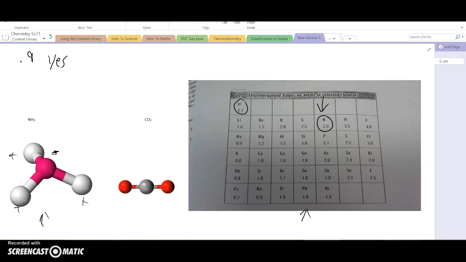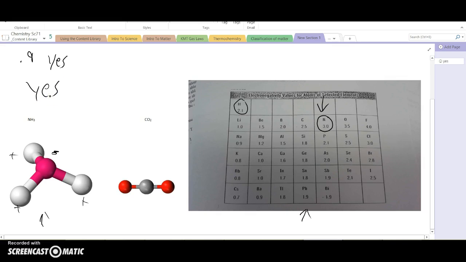Picture a pyramid, right? This is a trigonal pyramidal shape. So in this case, the top of the pyramid would be pink, and it would be negatively charged. The base of the pyramid would be white, and it would be positively charged. That meets the definition of a polar molecule: one side being slightly negative, one side being slightly positive. So yes, this is a polar molecule.